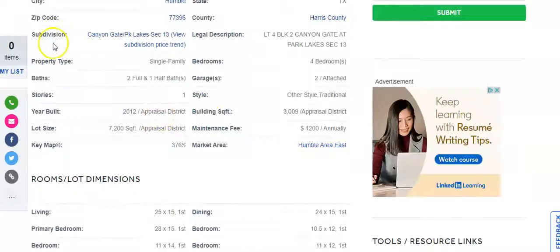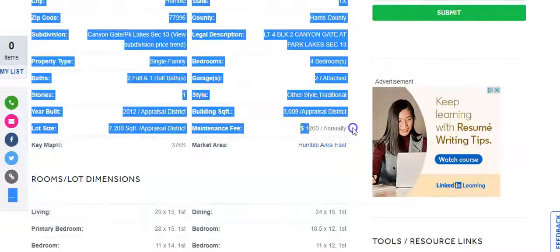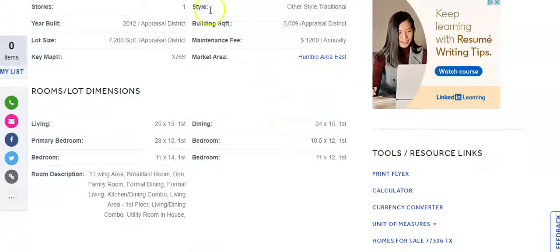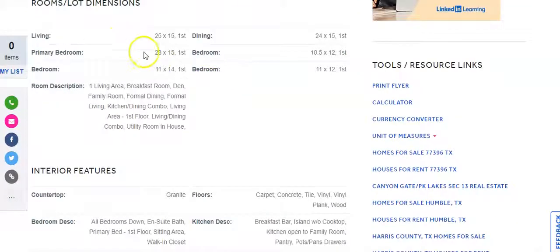But you want to read all of this information: bathrooms, year built, lot size, the bedrooms, the style, the square footage, the maintenance fee. This maintenance fee is actually your HOA fee. So it's $1,200 a year. Annually is per year. So you want to make sure you read all of that information.